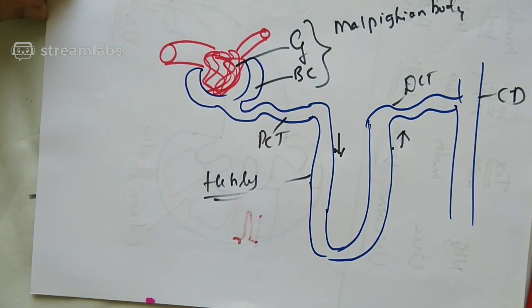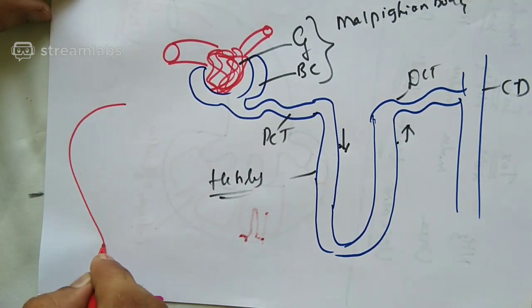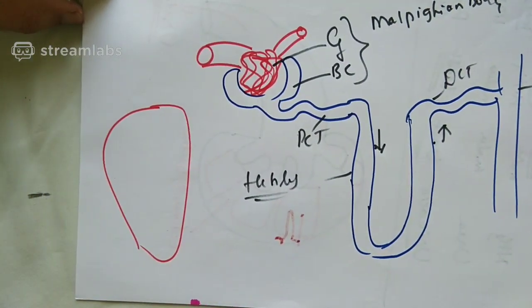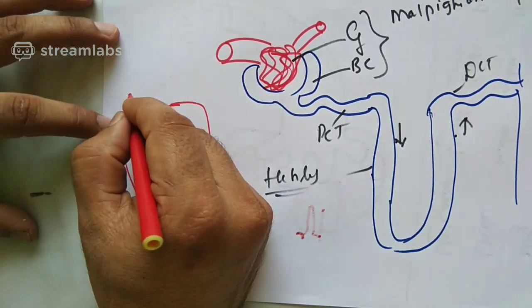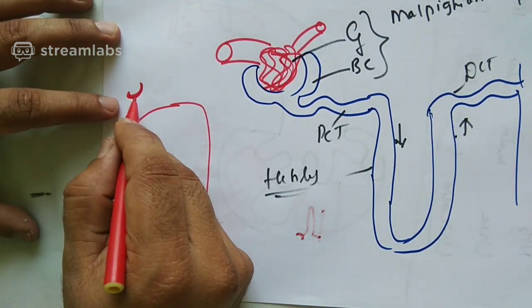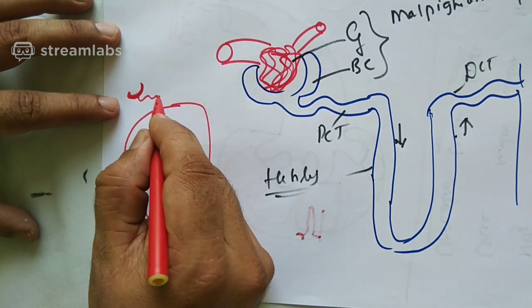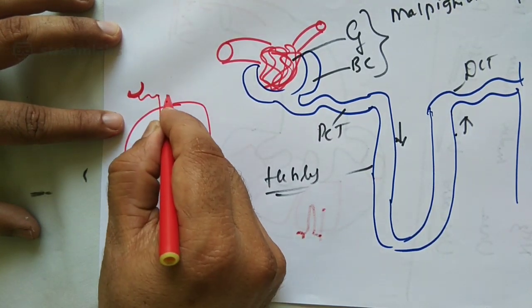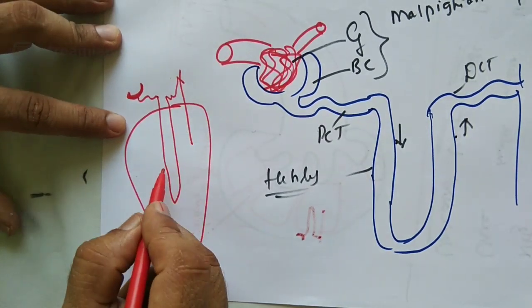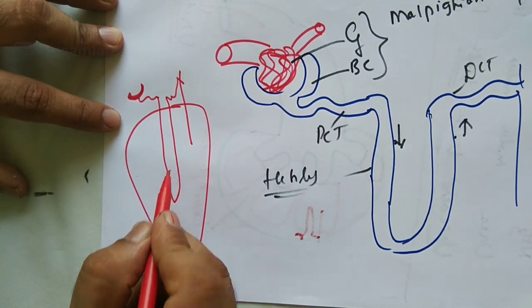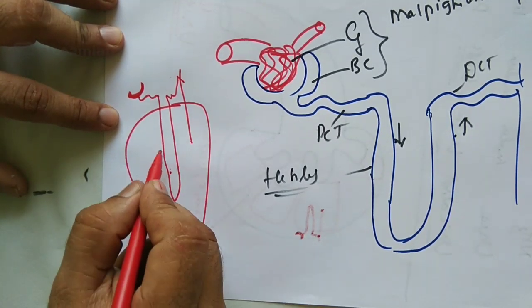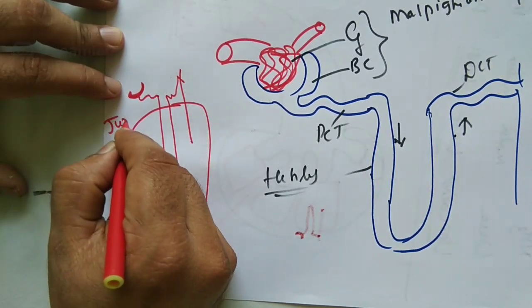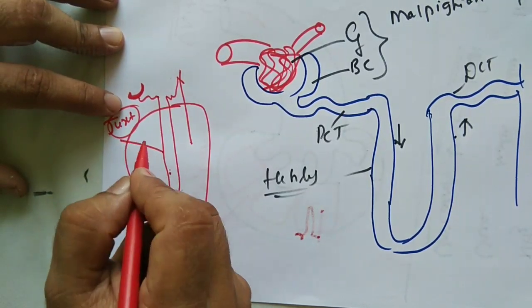There are two types of nephron. If I take this as the renal medulla, and this is the Bowman's capsule, glomerulus, this is the PCT, this is the Henle's loop. This kind of nephron is called a medullary nephron or juxtamedullary nephron, and their number will be less.